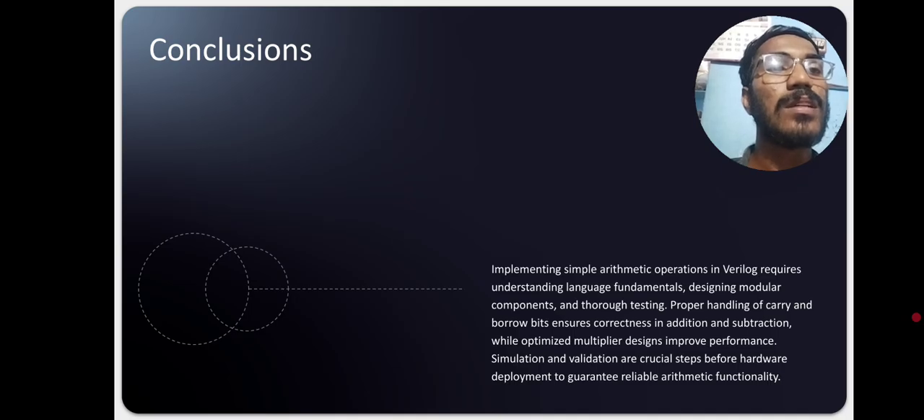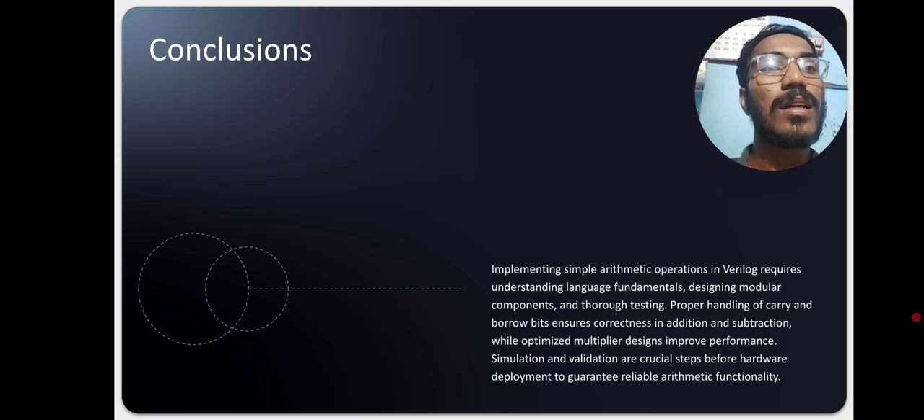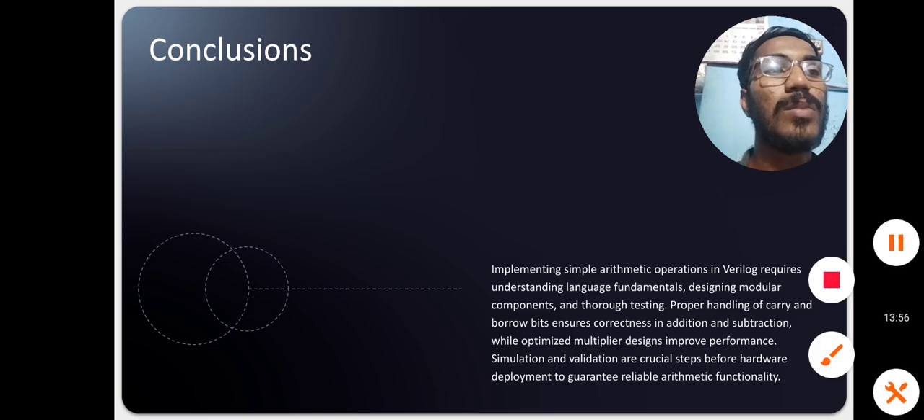We can conclude that we have seen the implementation and result of addition, multiplication and subtraction. These are the three codes which we have seen in the earlier slides. They are the Verilog code of addition, multiplication and subtraction. In addition we have done a plus b, in subtraction a minus b, and in multiplication a into b.